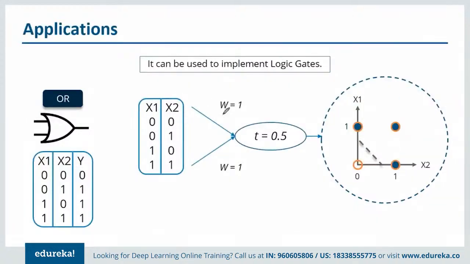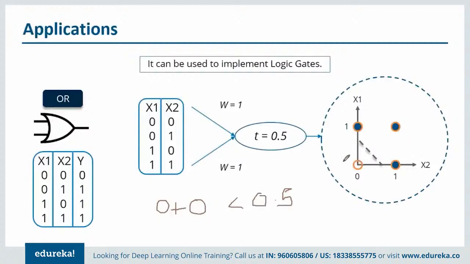Now we have x1 and x2 as inputs. We provide the first input as 0, x1, and this also as 0. So 0 into 0 is again 0, 0 into 0 is 0. And then we pass it through this activation function. Now we need to make sure that whatever value comes here should be greater than 0.5, then only our neuron or the perceptron will fire. But since this value is less than 0.5, the neuron won't fire and our output will be 0, as you can see over here.